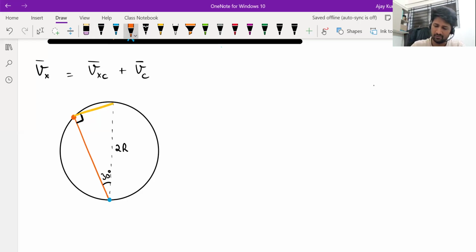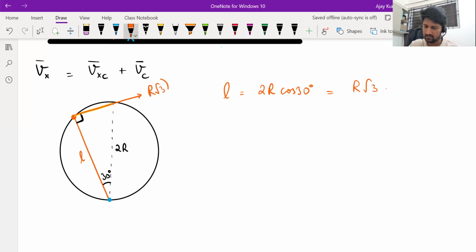In a right angle triangle, if you know the angle and one side, you can find out any other angle and any other side. So for 30 degrees, L is the adjacent side, 2R is the hypotenuse. That's all. So L is equal to 2R cos 30. Cos 30 is root 3 by 2, the 2 cancels. That distance is R root 3. And if that distance is R root 3, then that particle X will have a speed of L omega, that is R root 3 into omega. Done. You can solve it the other way also.